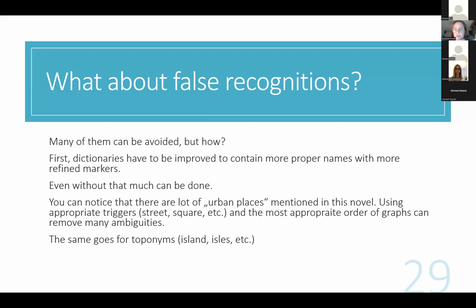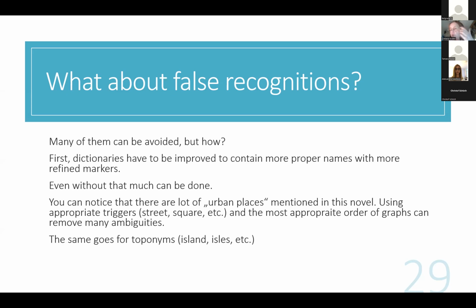Of course, this was just, let's say, a toy cascade, not a real one. First, dictionaries have to be improved. Here we don't have very elaborate English dictionaries, so they would need more proper names with more refined markers. But even without that, much can be done. You can notice that there are a lot of urban places mentioned in these novels. So these urban places use appropriate triggers, street, square, etc. And if you make the appropriate order of graphs, you can remove a lot of ambiguities.